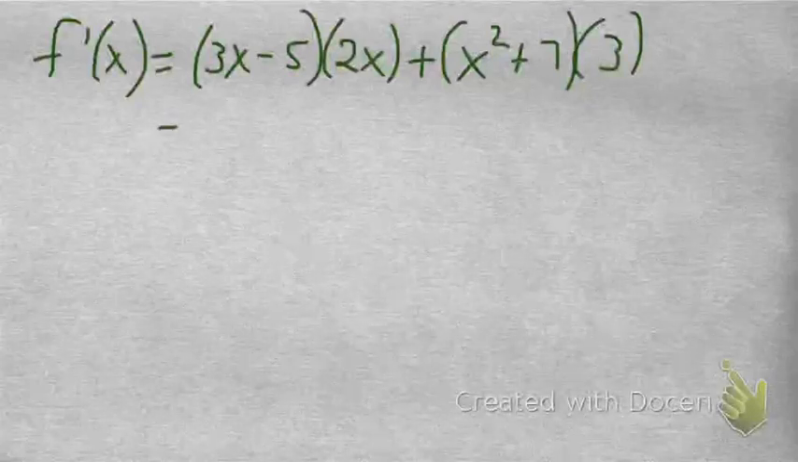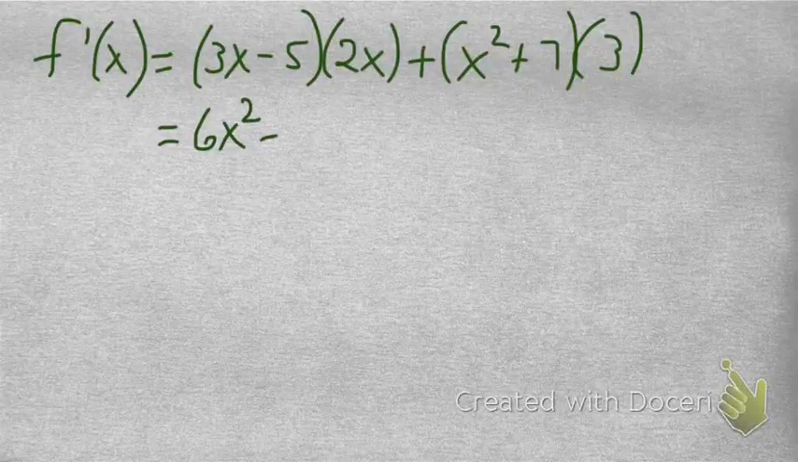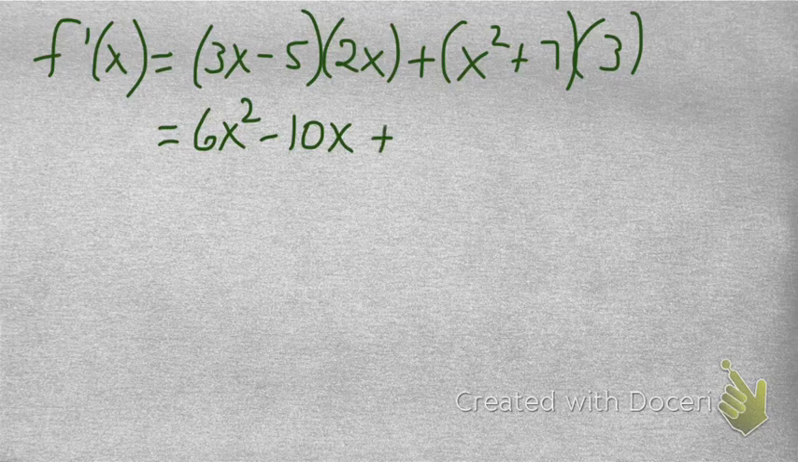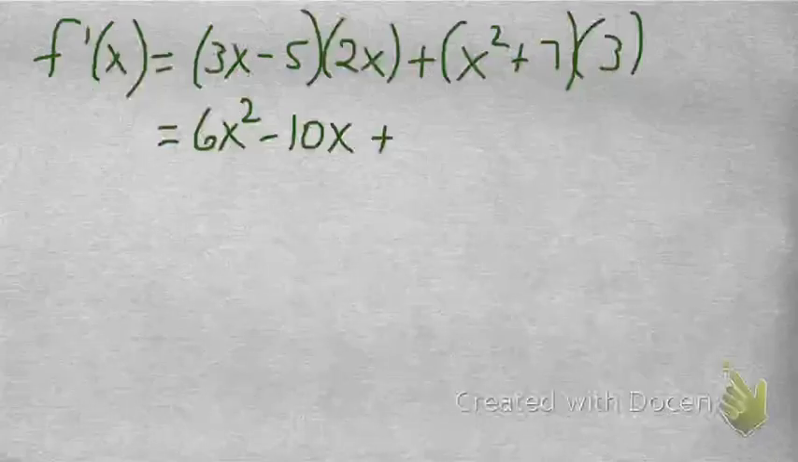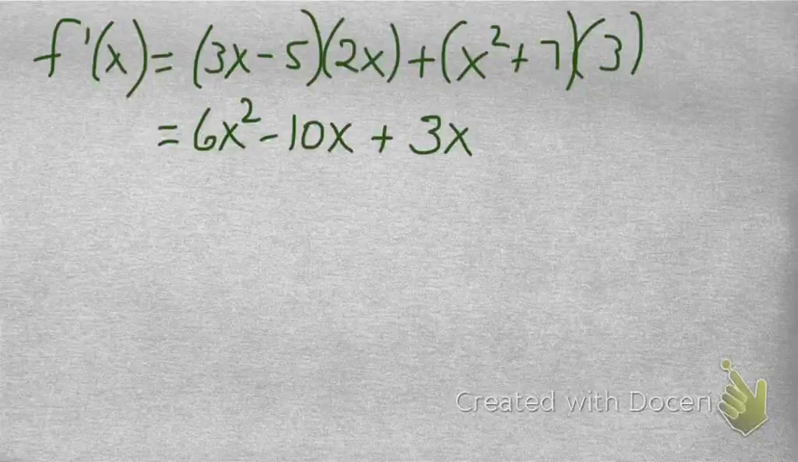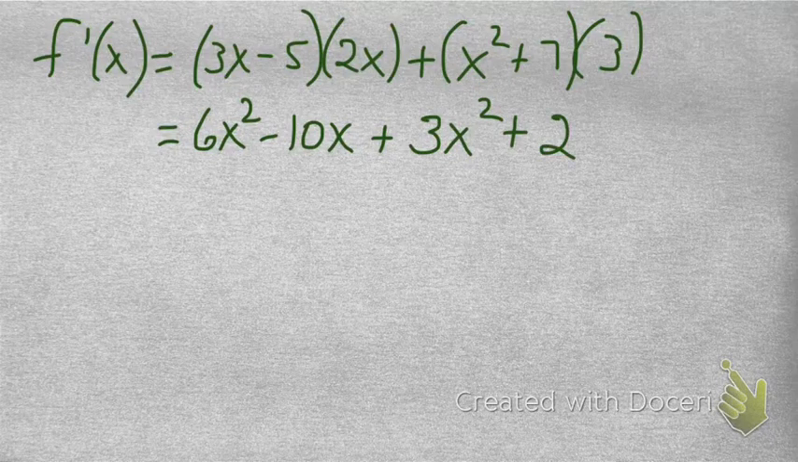2x times 3x, 2x times negative 5. 3 times x squared, 7 times 3.